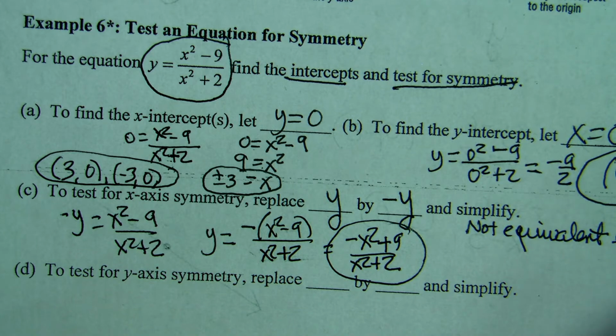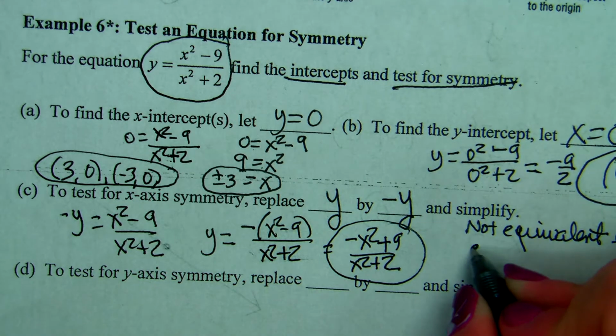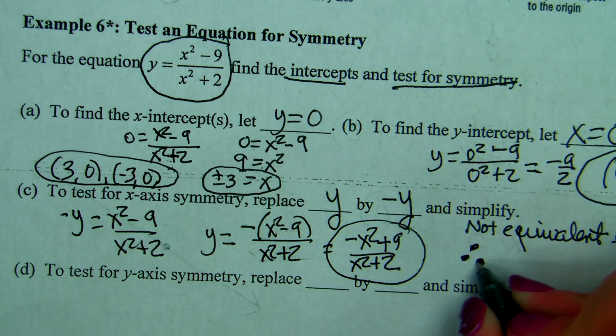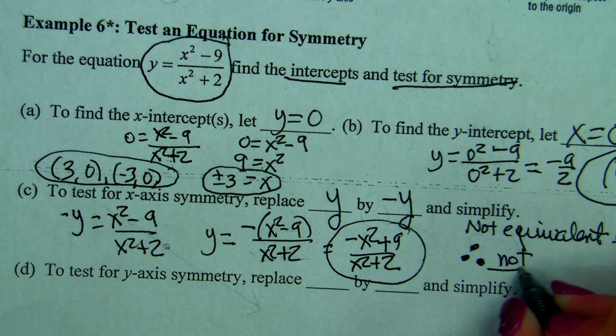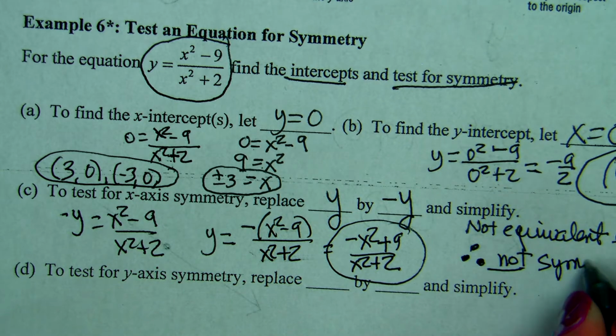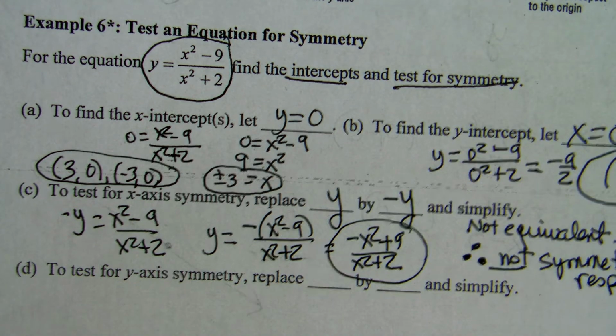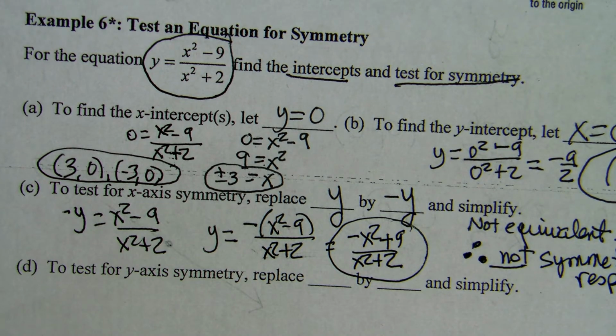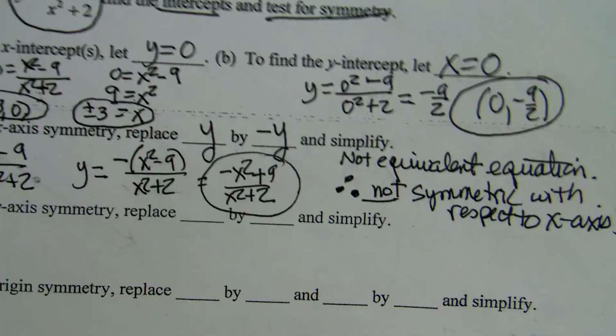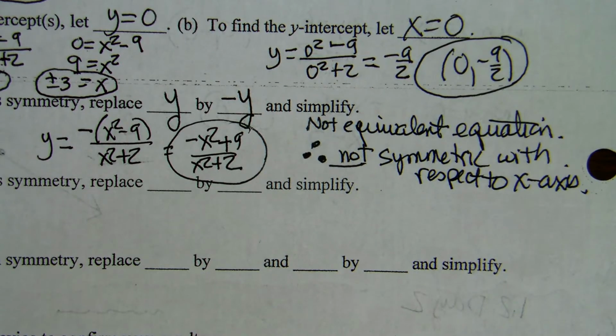Because they're not equivalent equations. Three dots means therefore: not symmetric with respect to the x-axis. That means it's not going to be symmetric to the origin, because it has to have both to be symmetric with respect to the origin, but we're still going to do the test.